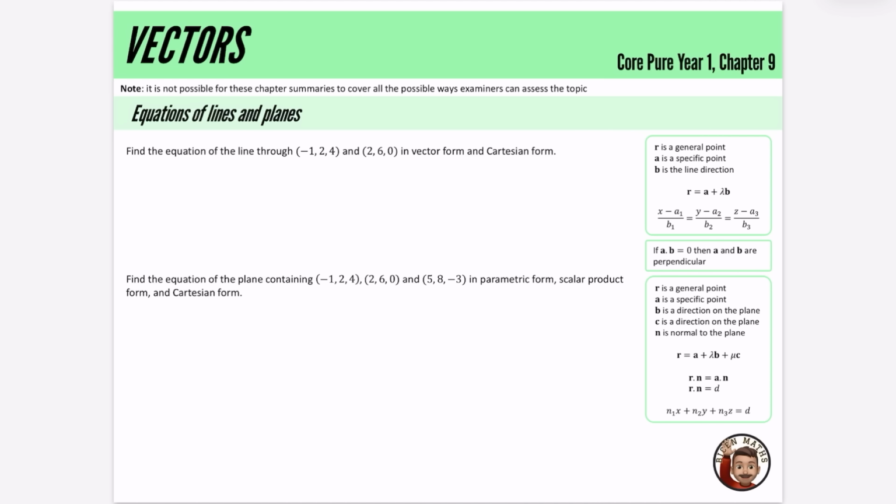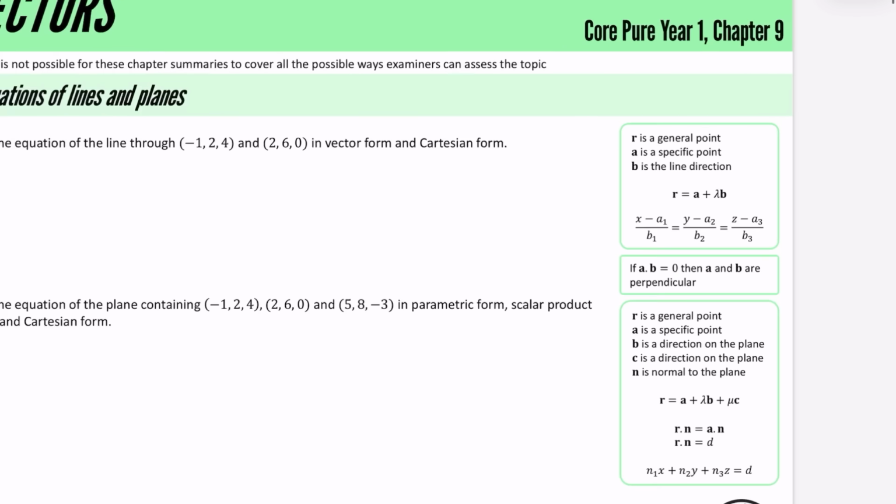So let's dive straight in, and we'll be looking at how we form the equation of lines and planes in lots of different kinds of forms here. So for this first question, we're going to try and find the equation of a line that goes through two coordinates, and we're going to do it in vector form and in Cartesian form.